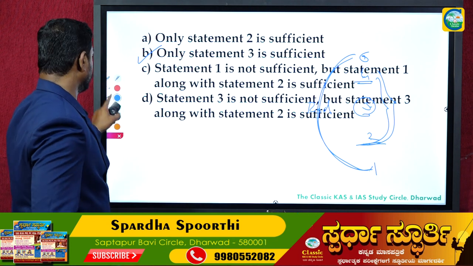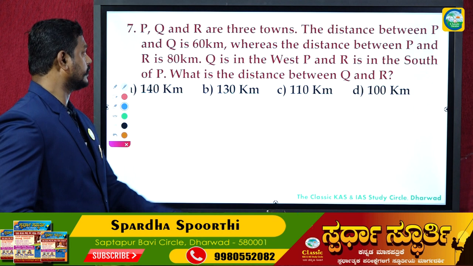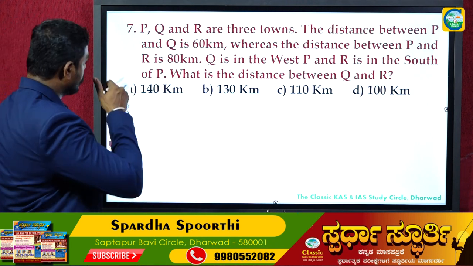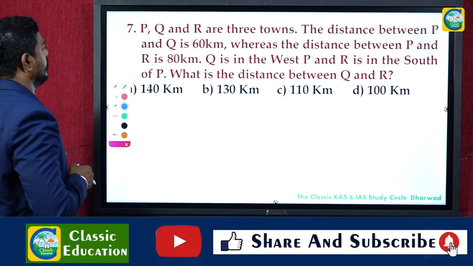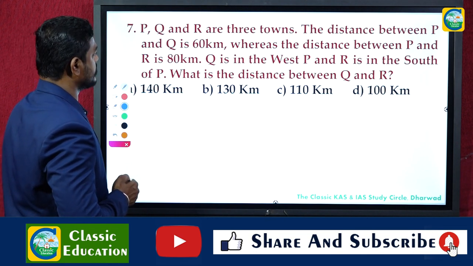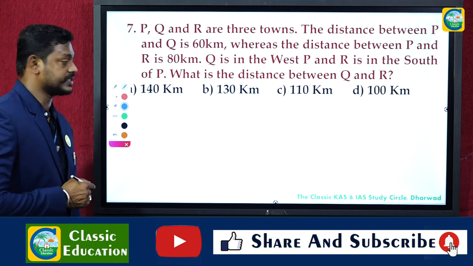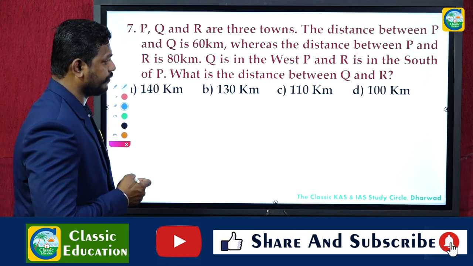Okay, yes friends, we'll move to the next question now. Fine. So question number 7 is: P, Q and R are 3 towns. The distance between P and Q is 60 km, whereas the distance between P and R is 80 km. Q is in the west of P.